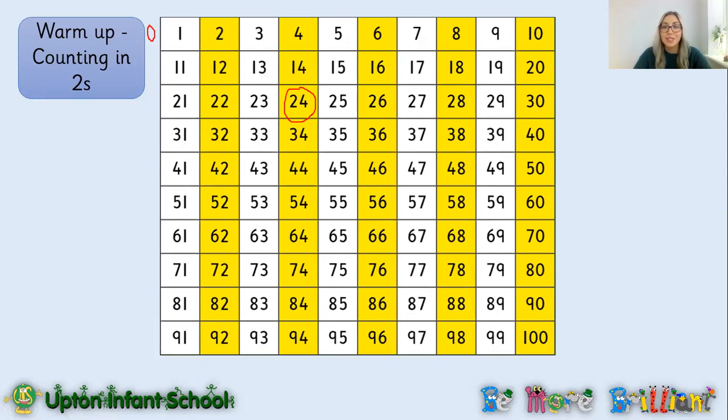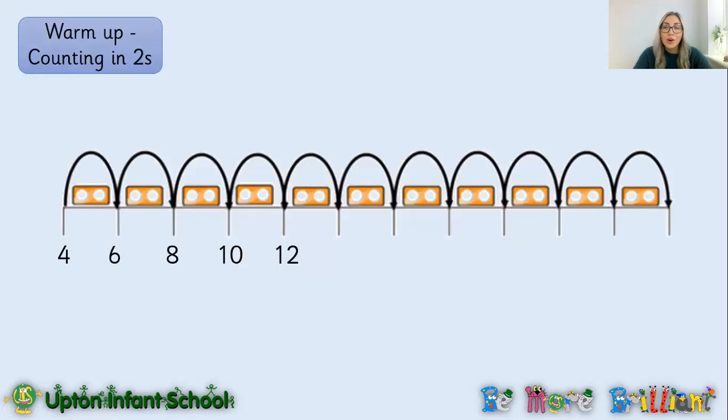Okay, super work, everybody. Now we have got a number line and there are some missing numbers that we are going to have a go at filling in. So we can see that we have got 4, then we jump 2, 6, jump 2, 8, 10, 12. I wonder if you could tell me what my next number would be after 12. 4, 6, 8, 10, 12. Shout it out. 14. Thank you, everybody.